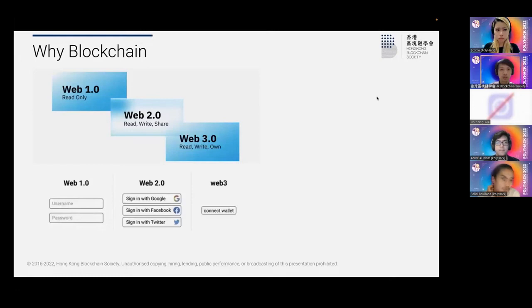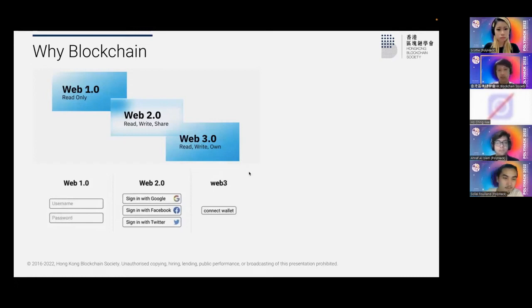This is also a paradigm that some people describe using these terms. Web 1.0 is read only: you go to a web page, it serves you a web page, done. Web 2.0 is, for example, YouTube, where you can read, write, and share. Web 3.0, or Web3, there are still some debates on what this really means, but in general, you own your own assets on the internet, and this is made possible with blockchain technology.